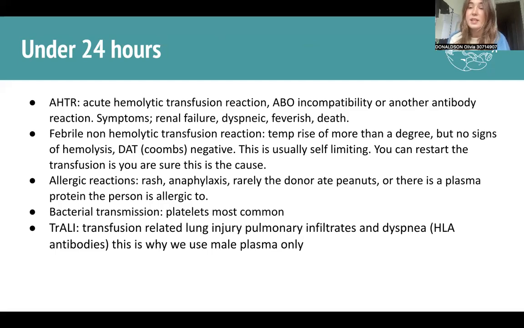But sometimes after giving blood, because you have to monitor very carefully after you've given a blood transfusion, people can just get a transient fever, and that's not as worrying. You can also get allergic reactions. That's a lot rarer, to be honest. Bacterial transmission, which, as I mentioned, is a risk with platelets mainly, or you can get transfusion-related lung injury. Look, maybe just know that it exists. I don't really think you need to understand the whole HLA plasma thing at all.